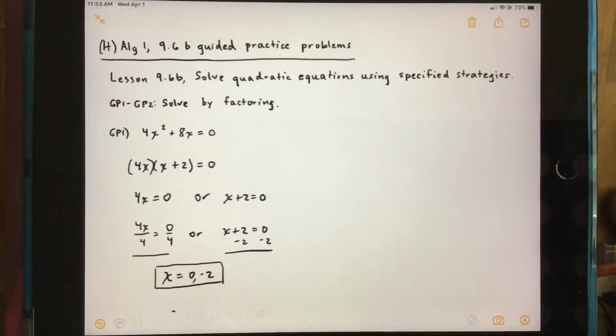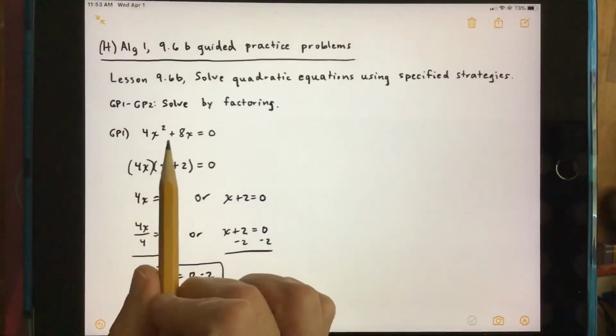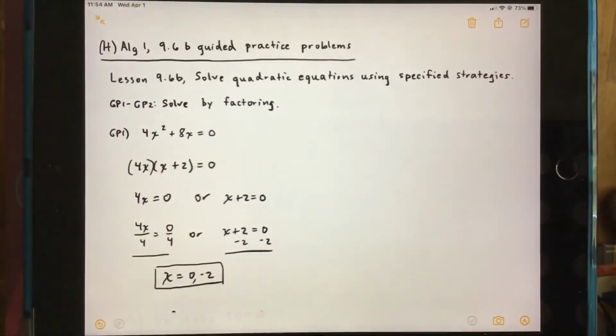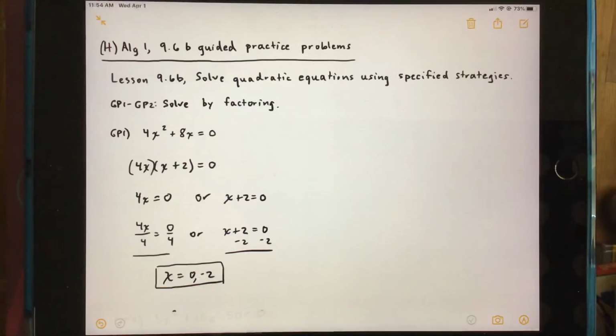So we're going to start by practicing the first technique we learned to solve quadratic equations, and that's solving by factoring. So that's guided practice 1 and 2. Guided practice 1 presents us with the equation 4x squared plus 8x equals 0. And so what we're going to do is use some greatest common factoring here in order to break this equation down so that we can use our zero product property and solve it.